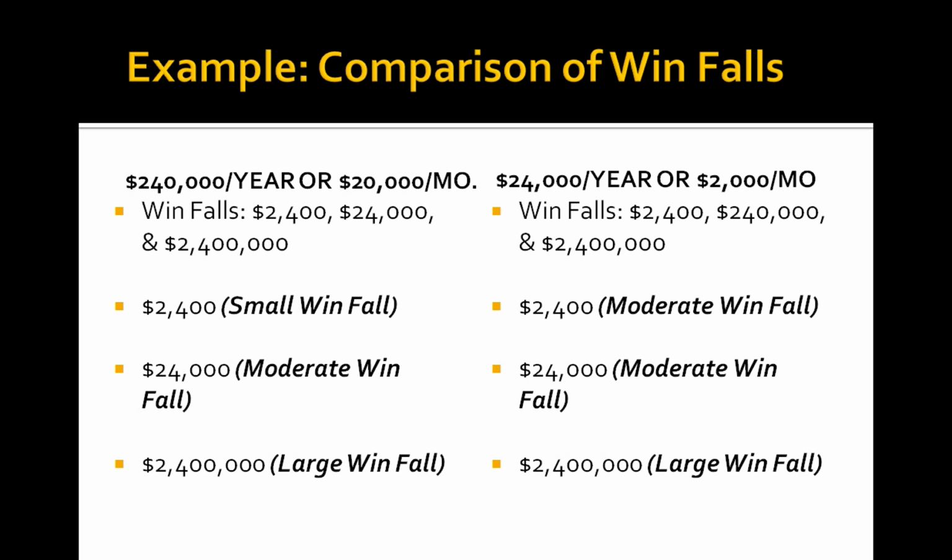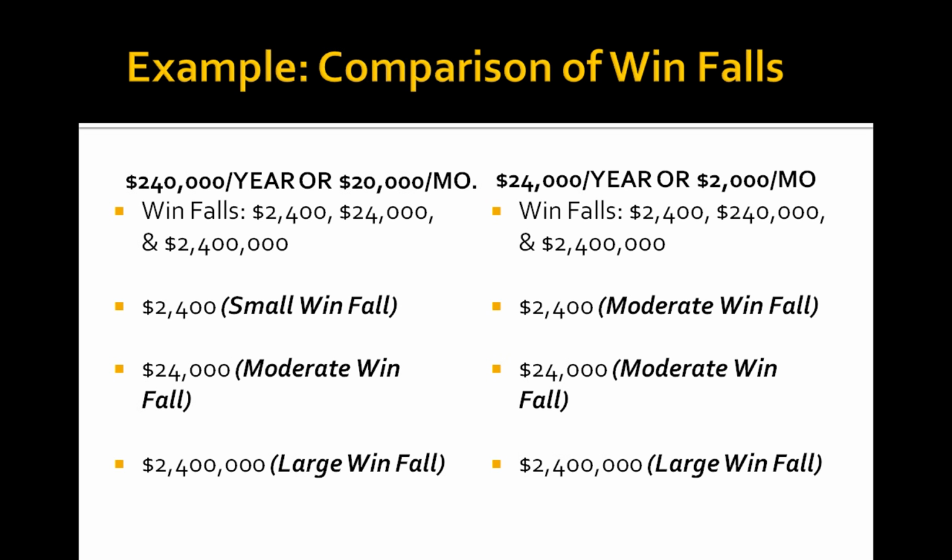And the reason why it's going to be considered a moderate windfall is because $24,000 is more than $20,000 per month as the monthly income. Now, the large one is $2.4 million. So $2.4 million is a large windfall because it would take this wage earner 10 years in order to do it. So it's a multiple of years worth of income.